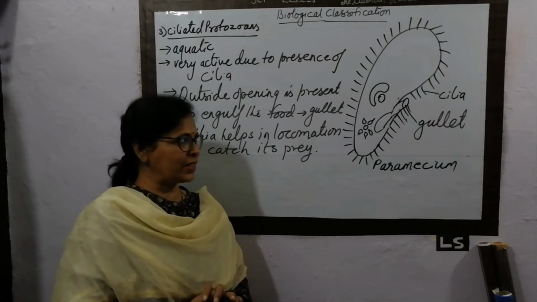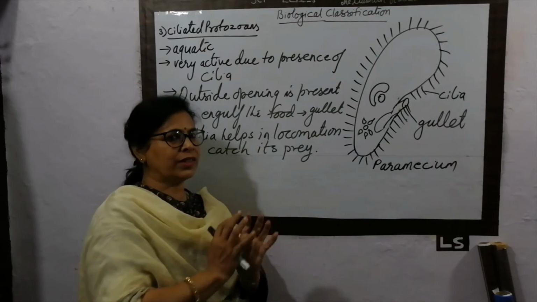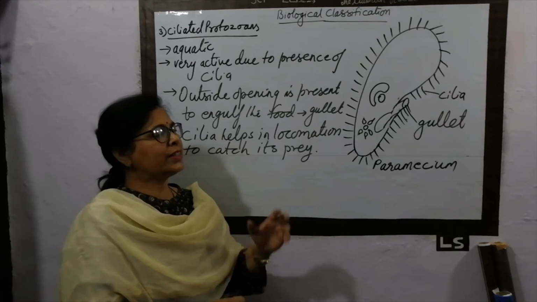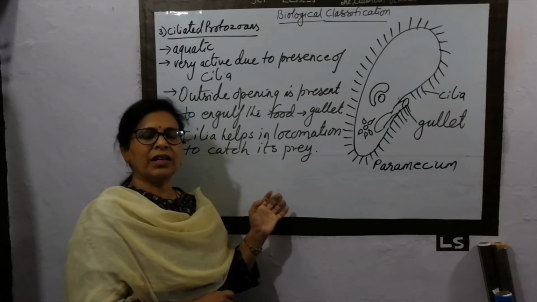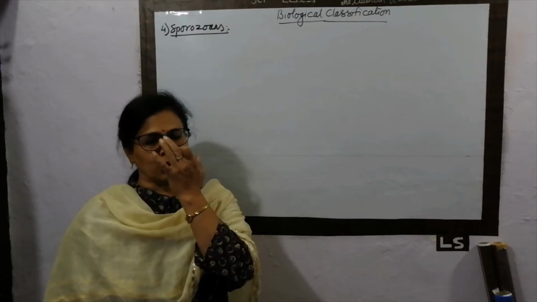The small insects which come in contact with this paramecium, they engulf that small insect for their food. So this is the ciliated protozoan. The last type of protozoan is the sporozoans.